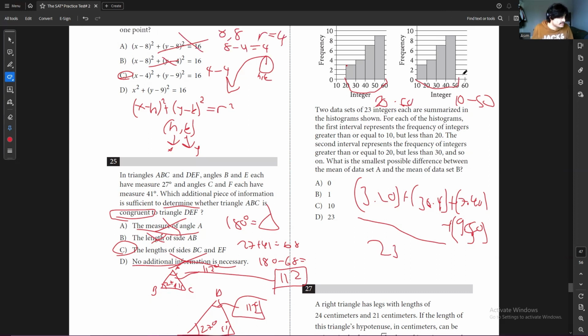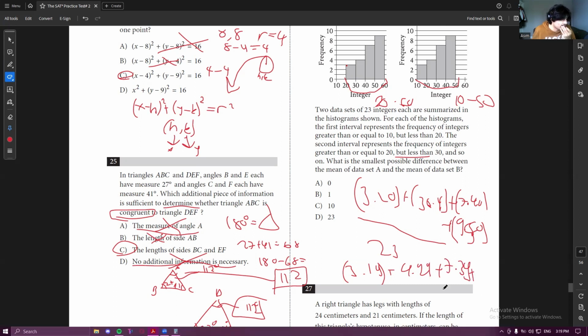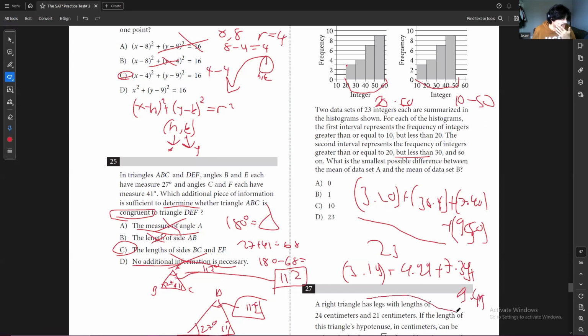Over here, I will do the same, but not exactly, because I can't pick 20, since it says the second number has to be less than. So I can maximally get 19 here. So this will be 3 times 19 plus 4 times 29 plus 7 times 39 plus 9 times 49, all divided by 23.